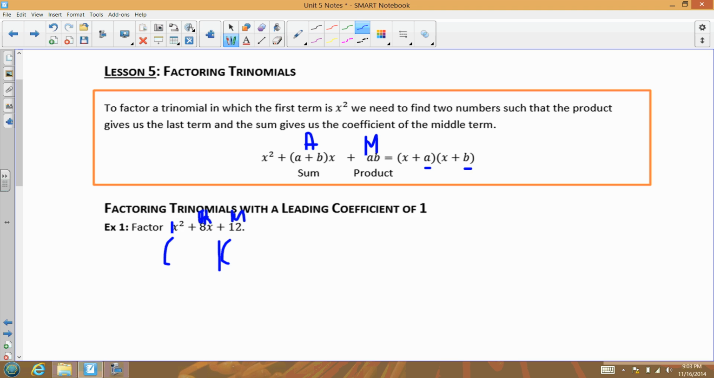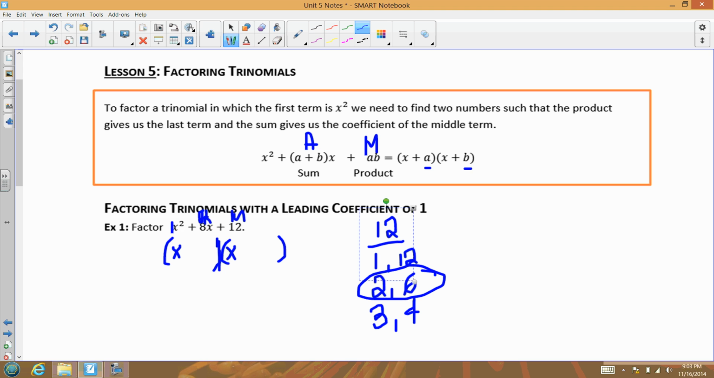You're going to have 2 sets of parentheses with an x and an x, because you have to be able to multiply to get x squared. Then ask yourself, what numbers multiply to 12? Think about the factors of 12: 1 and 12, 2 and 6, and 3 and 4. 2 and 6 are the numbers that work, because they add to 8 but multiply to 12. So it's x plus 2, x plus 6. So that's it for that.